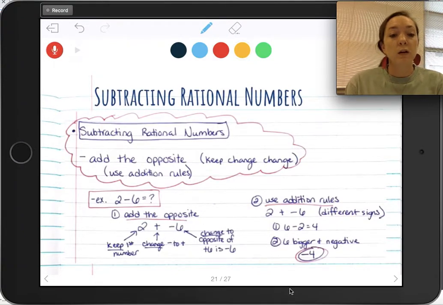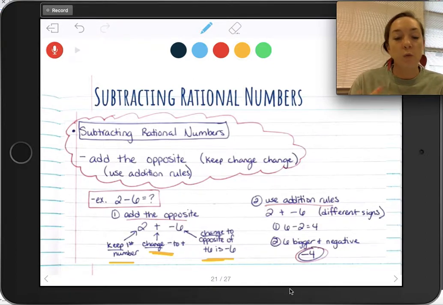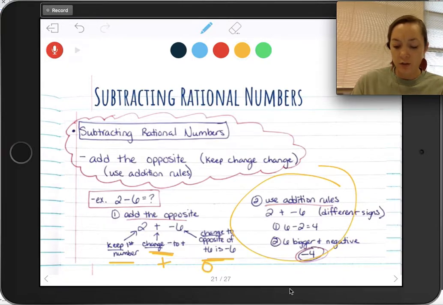So subtract, keep the sign. Then we learned about subtracting rational numbers. We're going to add the opposite. Remember, the first number does not change. Then you change minus to a plus and you change the second number to its opposite. So you add the opposite, okay? And then you just follow your addition rules, whether they're the same sign or a different sign.